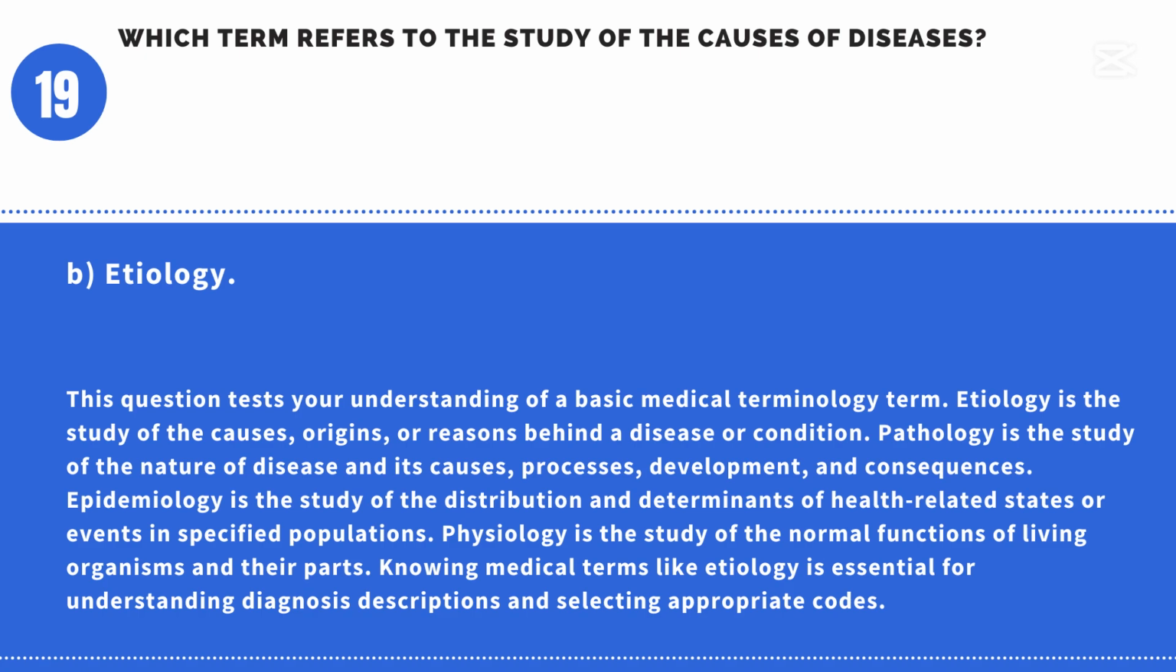Etiology is the study of the causes, origins, or reasons behind a disease or condition. Pathology is the study of the nature of disease and its causes, processes, development, and consequences. Epidemiology is the study of the distribution and determinants of health-related states or events in specified populations. Physiology is the study of the normal functions of living organisms and their parts. Knowing medical terms like etiology is essential for understanding diagnosis descriptions and selecting appropriate codes.